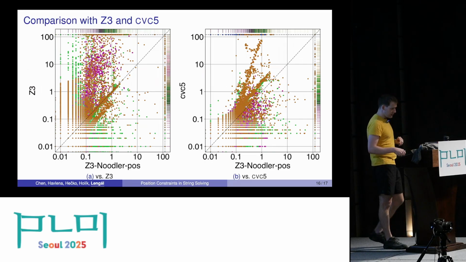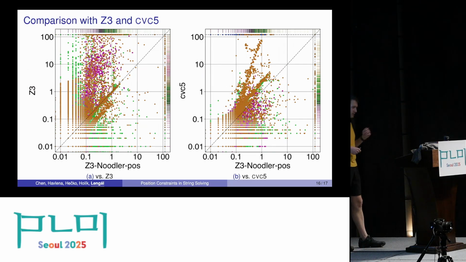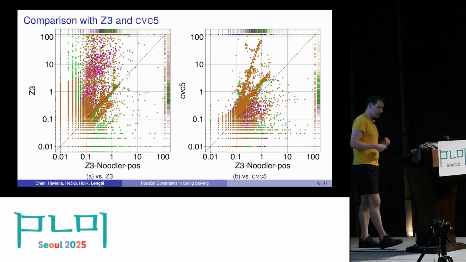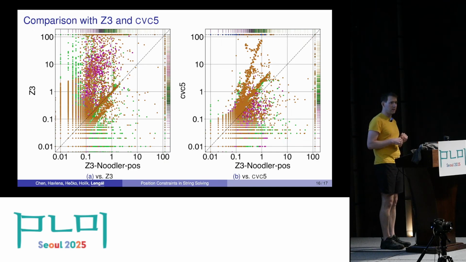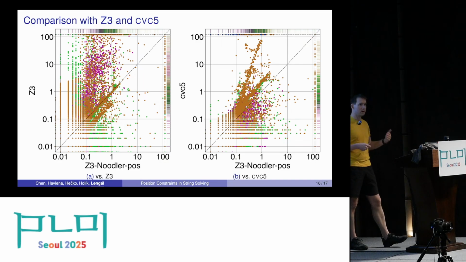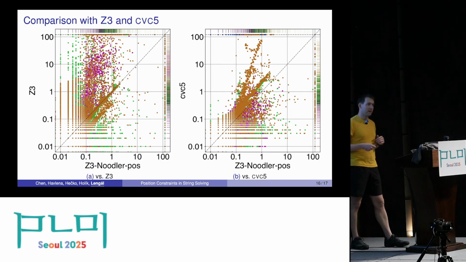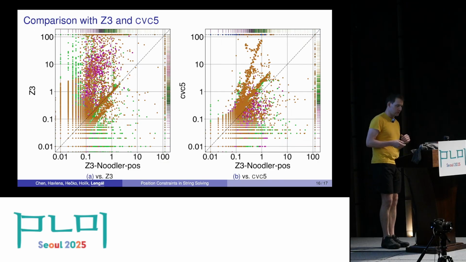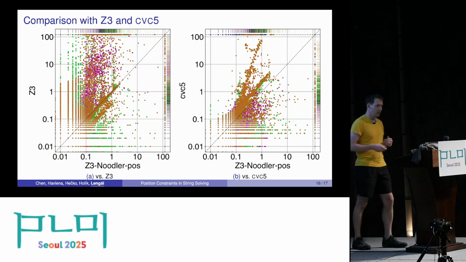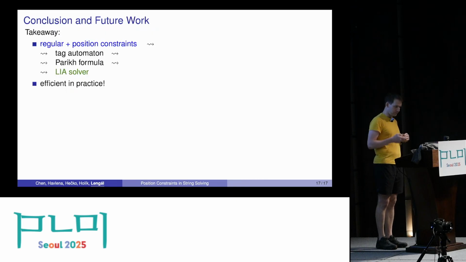What is interesting is comparison with the state of the art, which is Z3 and CVC5, and this shows that our approach is orthogonal, so it is a very good match for a portfolio solver, and it can be beneficial to use this in some kind of application where you have to have a portfolio.